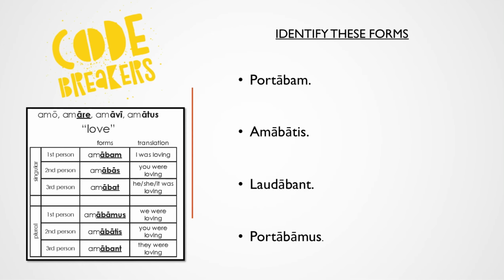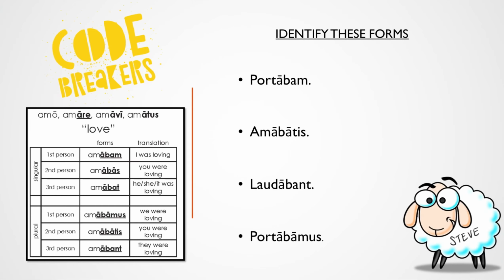Let's see if we can identify these forms, watching out for Steve the interrupting sheep. Our first verb is portabam. Porto, portare means to carry, and it's a first conjugation, so it has that ARE in the second form. So if you were to take off the ARE, we would have port as the stem. So now we can see that A conjugation identifier, and then look, there's a BA.